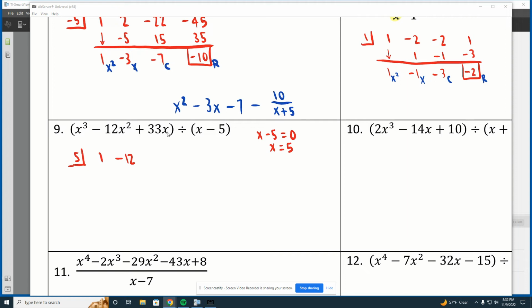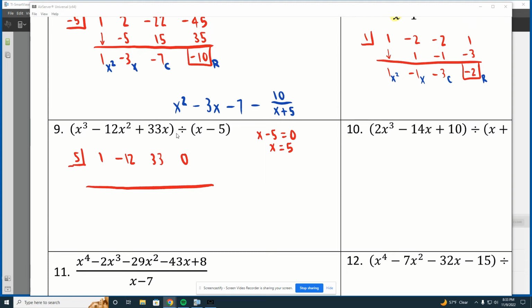After x squared, I've got x, 33. After x, I've got a constant. I don't have a constant. Some people think, well, then I don't need it. Yes, you do. You're missing your constant. You've got to put a 0 there. I hope you understand that. Any missing term from your biggest exponent all the way down to your constant, you've got to have something in that spot because you're dividing.